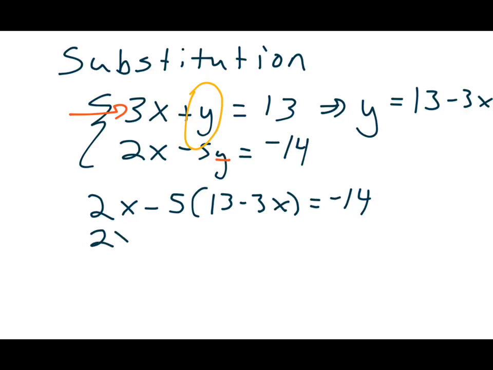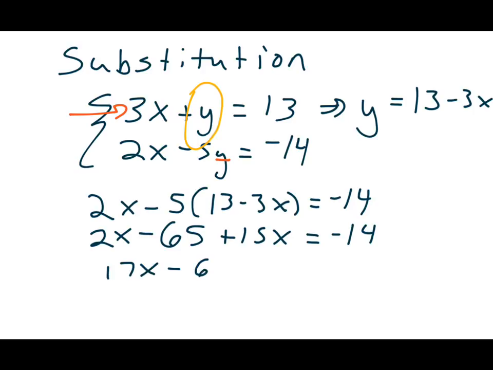So then we get 2x minus 65 plus 15x equals negative 14. That's going to be 17x minus 65 equals negative 14, which is 17x equals 51, and then divided by 17, x equals 3.